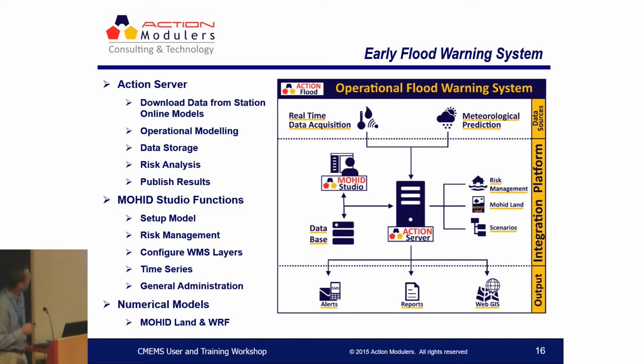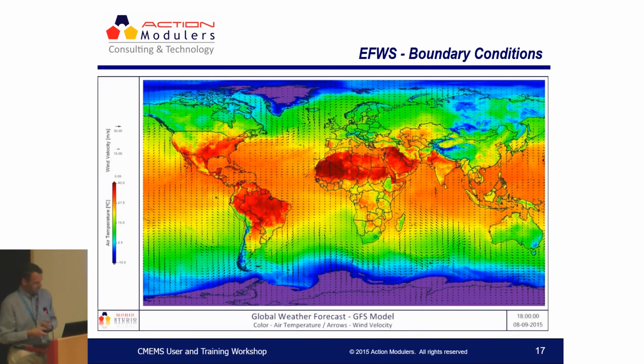So, what I was saying, besides the structural measures, you can also, or you should always think about early warning systems. And we as a company, we developed one, we call it Action Flood. It is composed of many different components. We have a data acquisition system for real-time data acquisition. We can process meteorological predictions. And then we have operational models running inside the system and can publish all the information to websites, reports, or mobile phones.